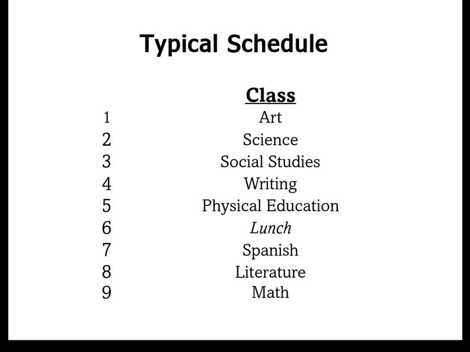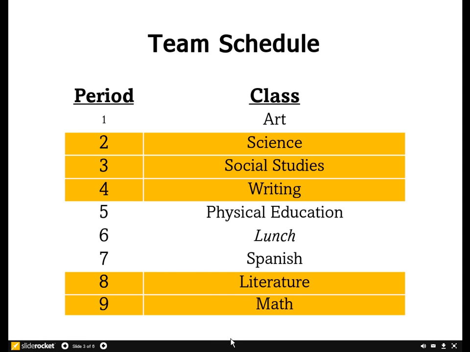It has 9 periods, and you basically walk through all the classes that you have, and then you leave at the end of the day. We, as teachers, have identified 5 classes that we consider STEAM classes. We have science, social studies, writing, literature, and math. And we have teachers and students in common during these periods.